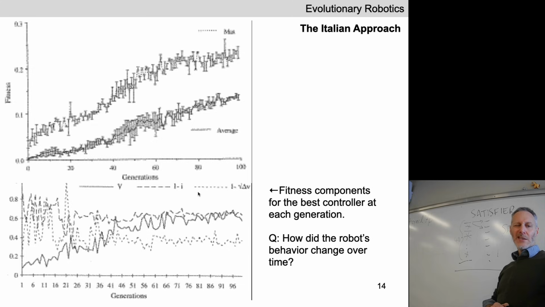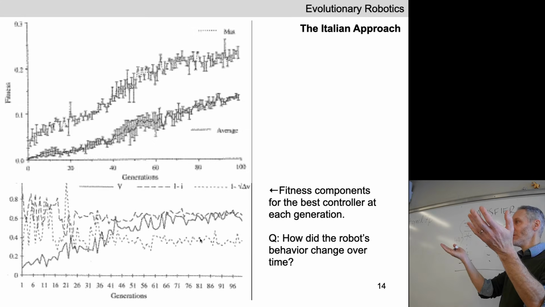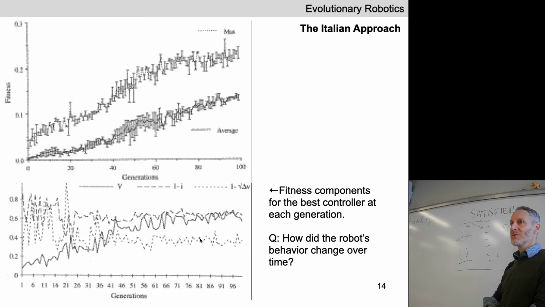Let's have a look at the dotted line here, which is 1 minus delta V. It starts kind of high. The dotted line is here, and then it drops a little bit, and it stays at this value of about 0.4. We want all three of these terms to be as high as possible. We're multiplying these three terms together. It's actually dropping over evolutionary time. What's happening here? What's happening as these sets of synaptic weights are evolving?